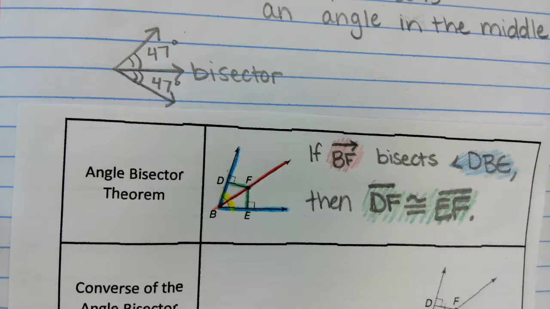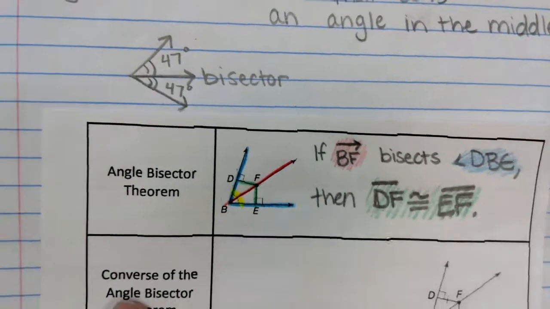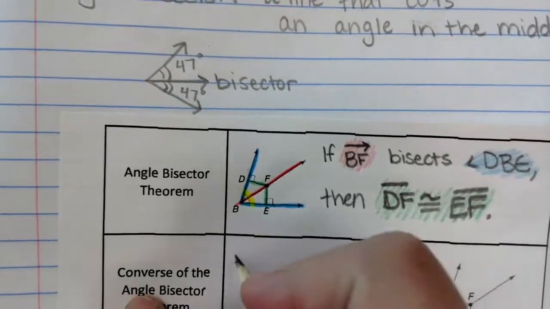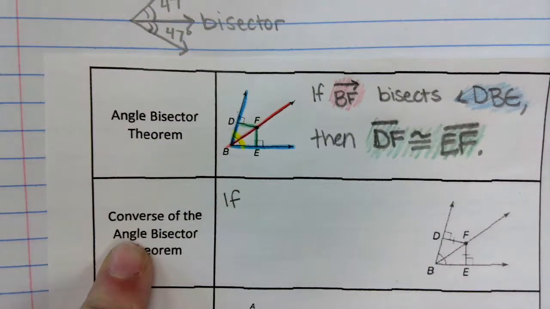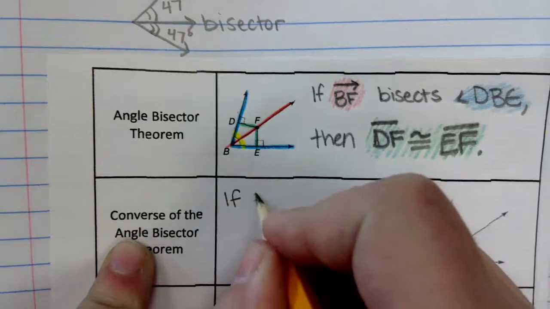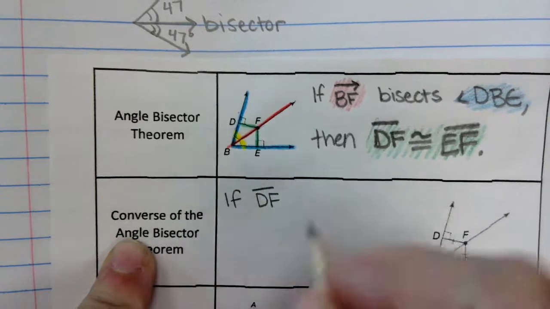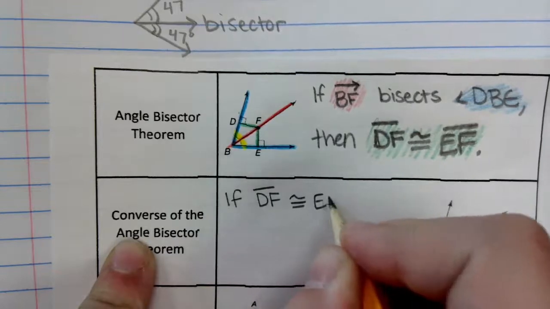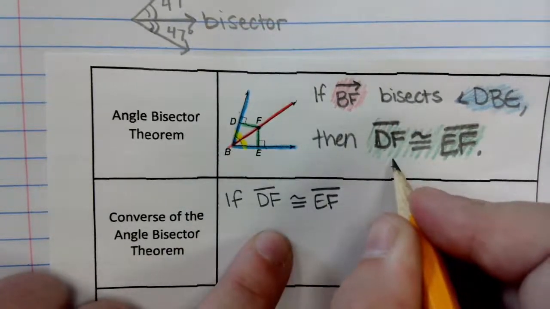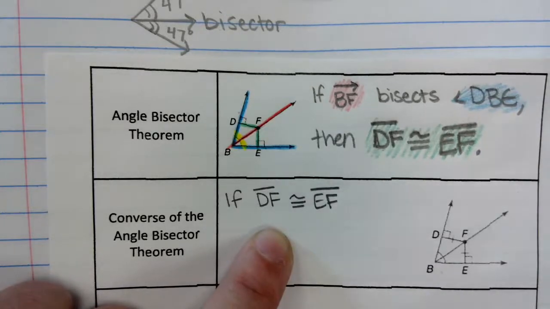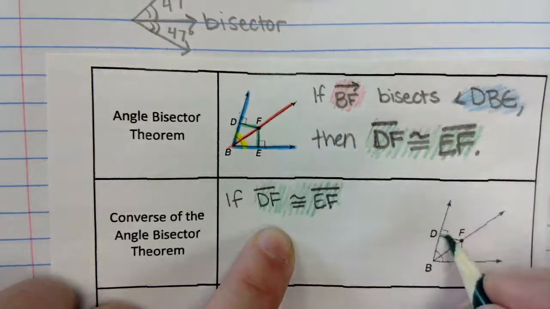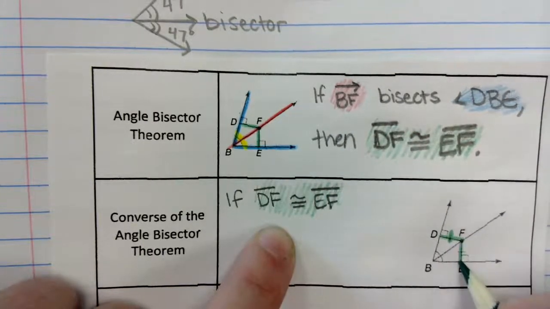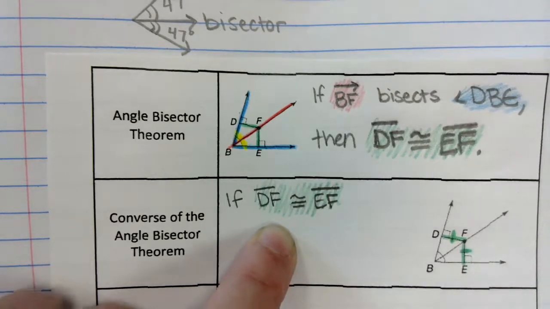Okay. All right, we're going to now do the converse. So what does converse mean? To switch it around. So what are we going to start with in the converse? If DF is congruent to EF. That's how we ended the last one. We ended it with DF is congruent to EF. So we're going to start this one with DF is congruent to EF. So we already know this is congruent to this. That's how we're starting.